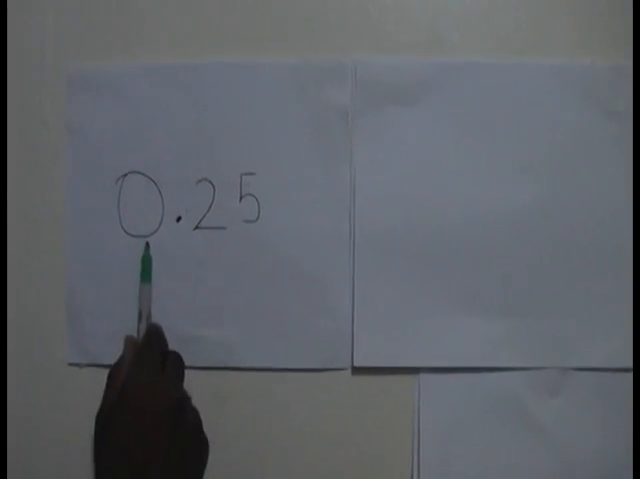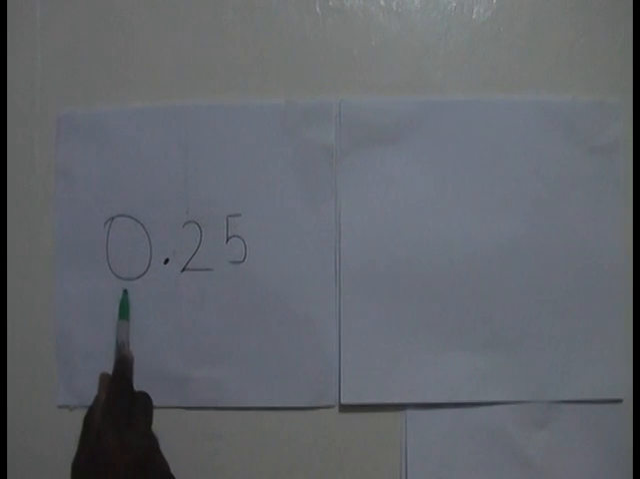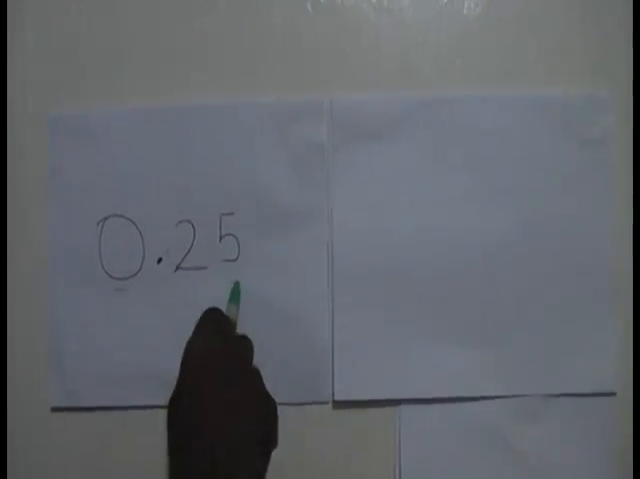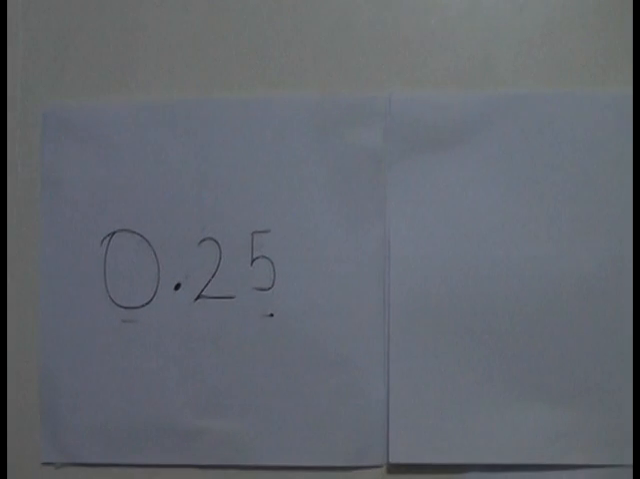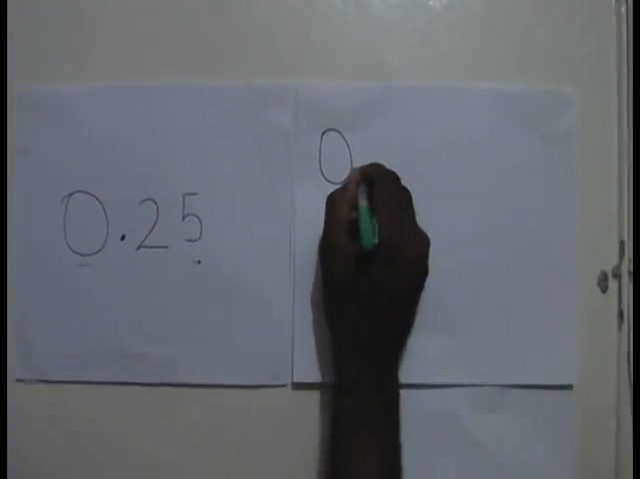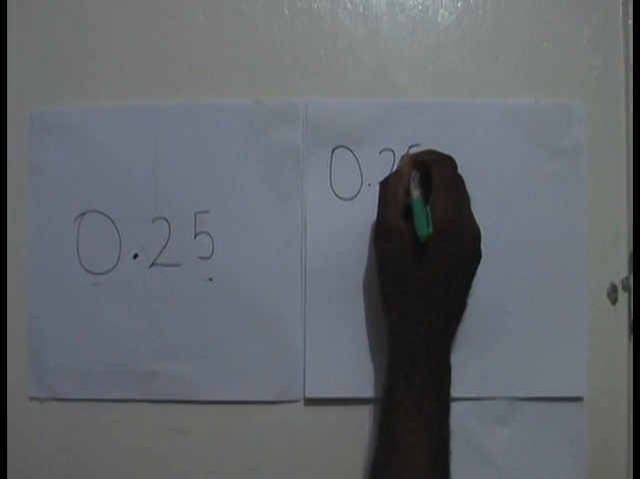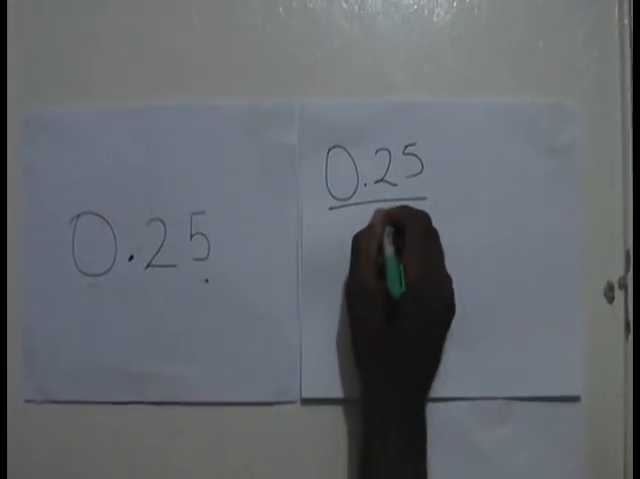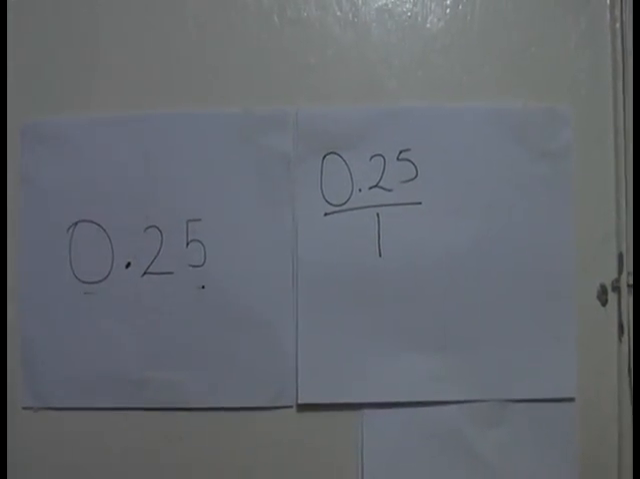Okay, now we're asked to express this decimal fraction as a fraction. So we're saying 0.25. Now, step 1 states that you are to write down the decimal divided by what? 1. How do we do that? We're going to write down the decimal 0.25 and then divide that by what? 1. So that's step 1.